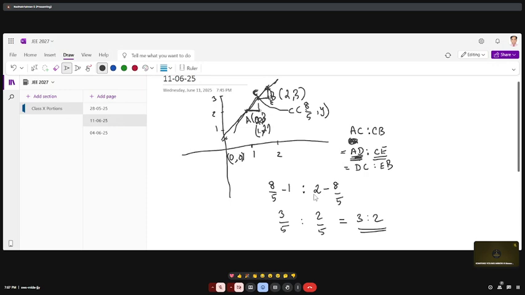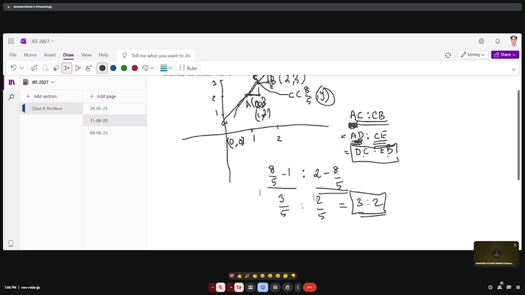That is why AC is to CB is same as AD is to CE, and it is same as DC is to EB. Okay. So based on this AD is to CE, I have determined the ratio as 8 by 5 minus 1 is to 2 minus 8 by 5, and I get the answer as 3 by 2. 3 by 2 is the ratio of AC is to CB. Now that is also the ratio of DC is to EB. So that is what we can use to determine the value of Y.